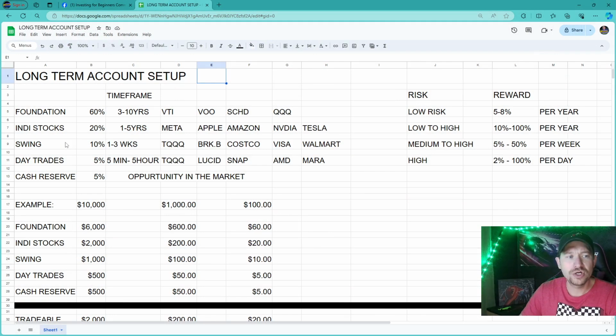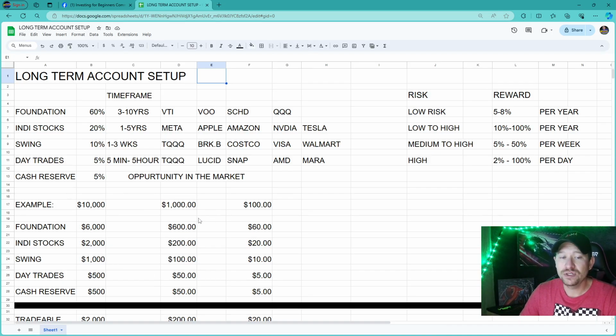Now, going back into the charts, you can see 10% of your account should be allocated to swing trades. We're talking from a single day to a couple days to even a week to maybe even 3 weeks or maybe even a month. Now, some companies you can swing trade would be TQQQ, BRKB, Costco, Visa, Walmart, or other companies that you find would be a good potential swing trade, or something that you would buy low and sell high in a specific time frame. Now, 10% of a $10,000 account would be about $1,000.